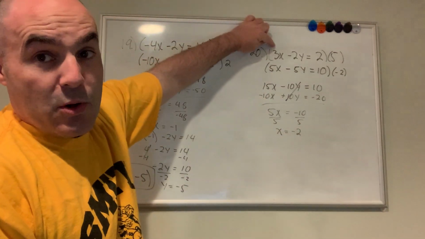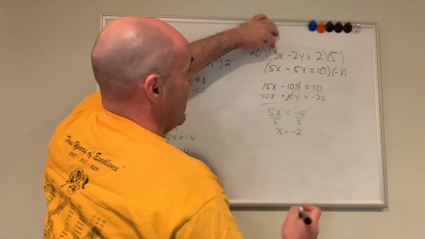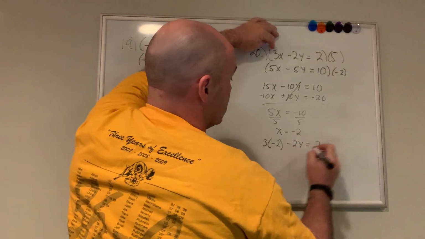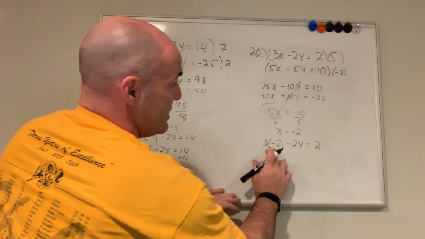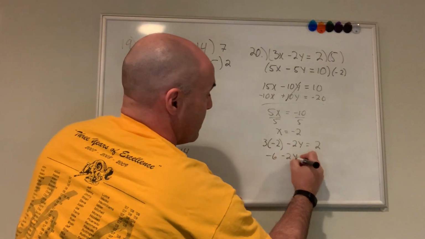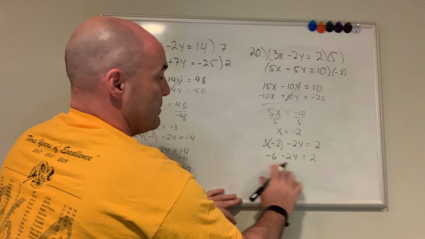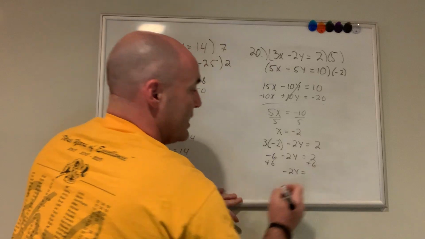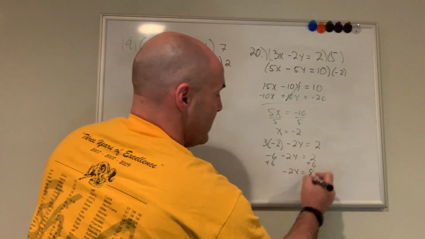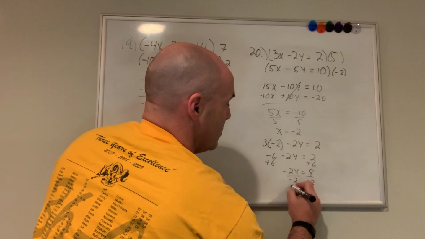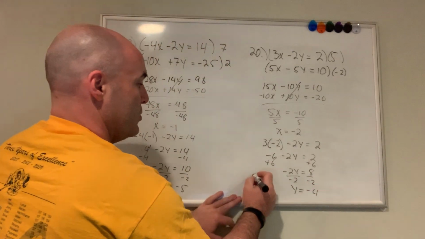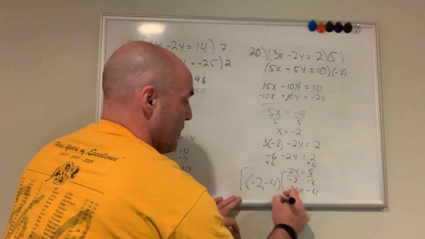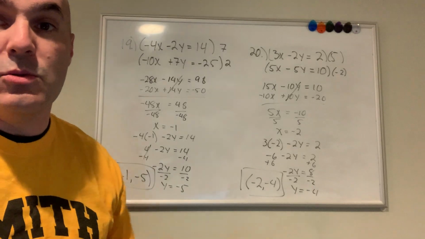I'm going to go back up to the top equation here. The numbers are a little bit smaller, so I've got 3 times negative 2 minus 2y is equal to 2. 3 times negative 2 is negative 6. Simplified on the left, simplified on the right, so let's solve. I'll add 6 to both sides. That gives me negative 2y is equal to positive 8. Divide by negative 2, and y is negative 4. So we have the coordinate when x is negative 2, y is negative 4. That's the common solution. That's where the two lines are going to intersect.